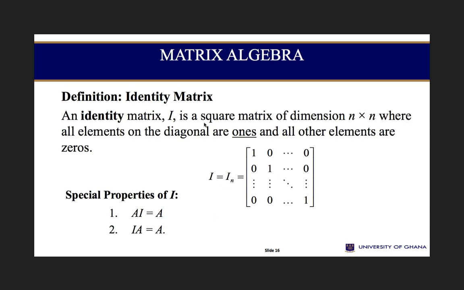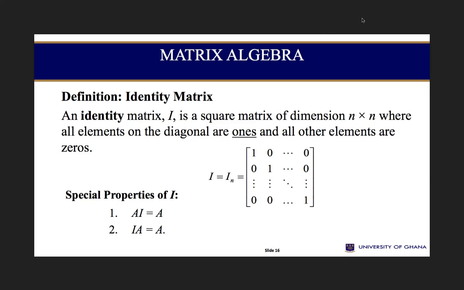An identity matrix, which is denoted by the sign I, is a square matrix of dimension n times n. Meaning that it is the same. It can be a 4x4 matrix, a 2x2 matrix, a 1x1 matrix. It has the same number of rows and the same number of columns. That's what they mean here, where all elements on the diagonal are ones and all other elements are zeros.